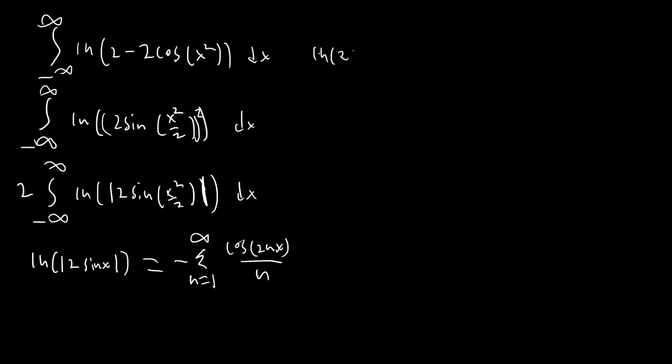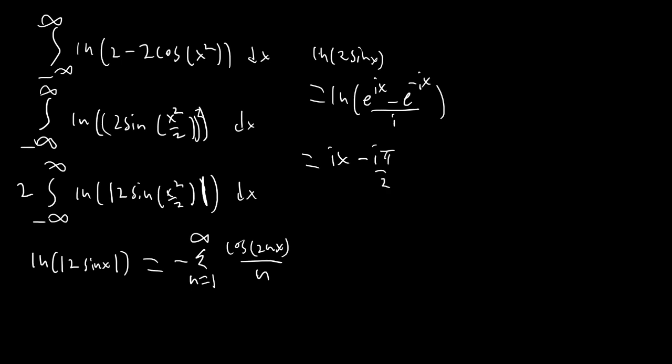So let's go ahead and we're going to have natural log of 2 sine x. This is the same as natural log of e to the ix minus e to the negative ix all over i, which is the same as ix, factoring out an ix, minus i pi over 2, plus natural log of 1 minus e to the negative 2ix. Just factoring everything out there.